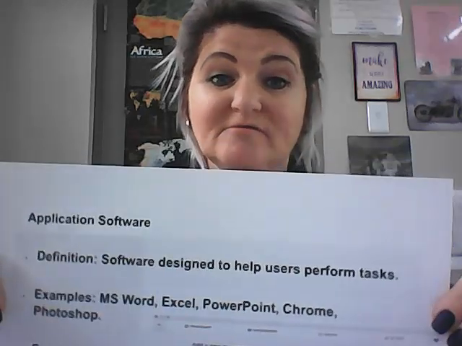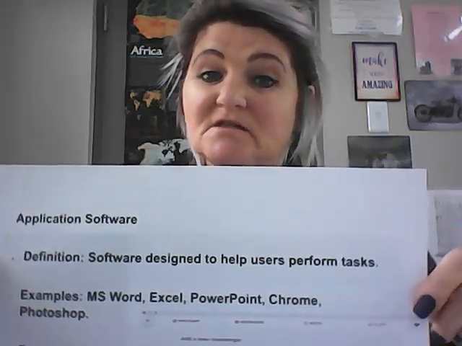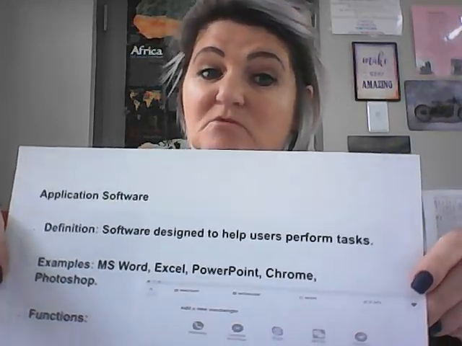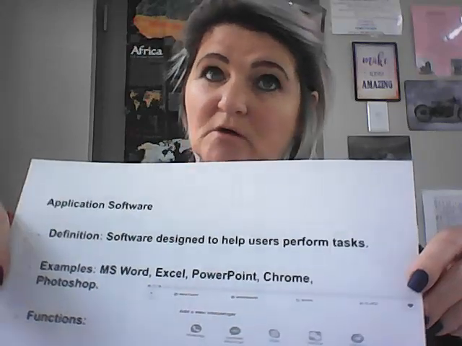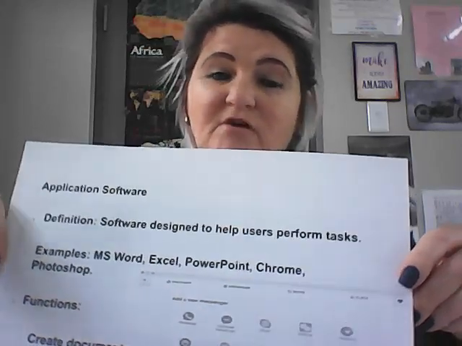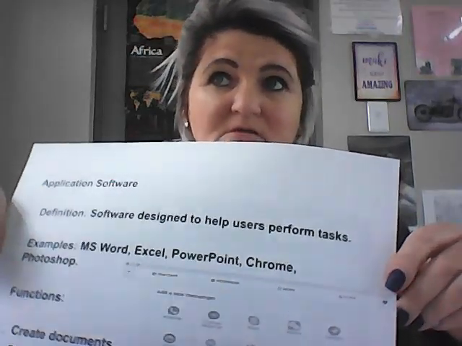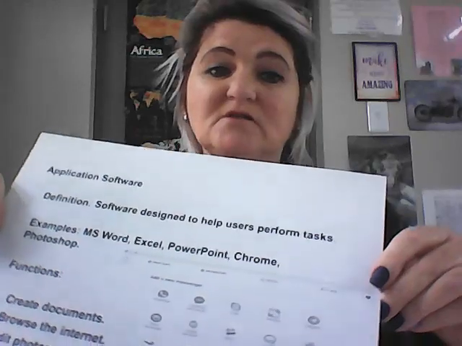All right, so now we've spoken about system software, so let's move on to application software. So what is application software? It is software designed to help users perform tasks like MS Word, Excel, PowerPoint, Chrome, Access, Photoshop, CorelDRAW, Paint, 3D Paint, Photos. So there's a whole bunch of others that you can use in application software.